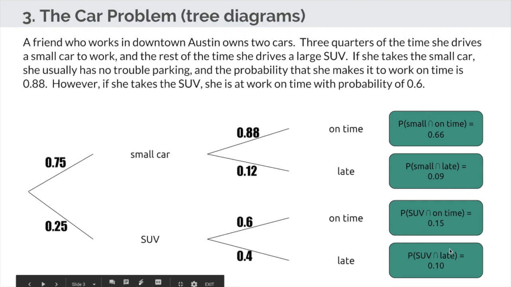Now all 4 of these numbers should add up to 1 because these are the only 4 things that are possible in this scenario. That's only 4 things that can happen.